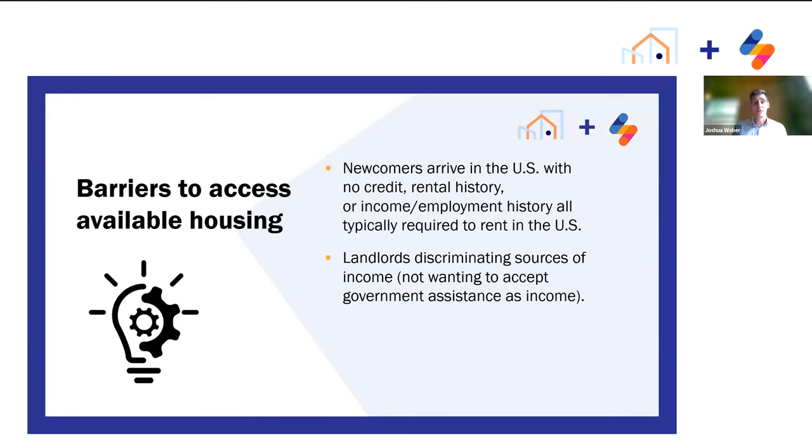There are many barriers to accessing available housing for newcomers and refugees. Newcomers arrive in the US with no credit history, no rental history or income employment history, and all are typically required to rent in most places in the US. Landlords often discriminate against sources of income, not wanting to accept government assistance, and this is something that we hear more and more through our work, something we can talk about today if we have time.